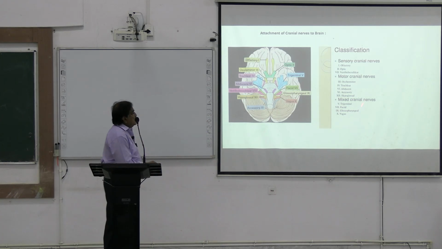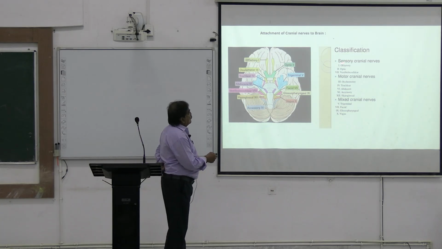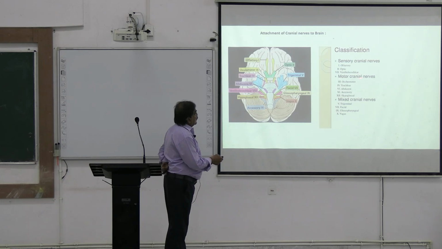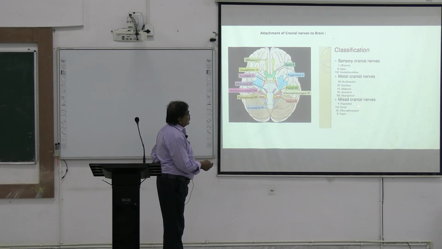Please note the classification: sensory cranial nerves, olfactory, optic, vestibulocochlear. Motor cranial nerves, oculomotor, trochlear, abducent, accessory, hypoglossal. Mixed cranial nerves, trigeminal, facial, glossopharyngeal, vagus.